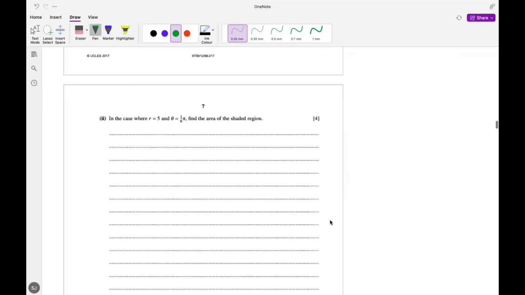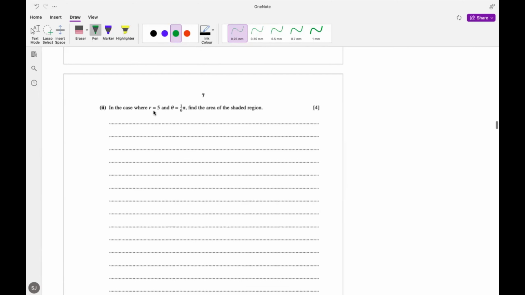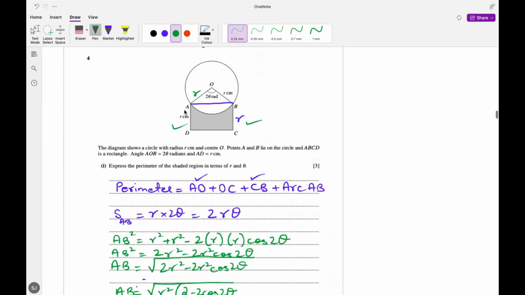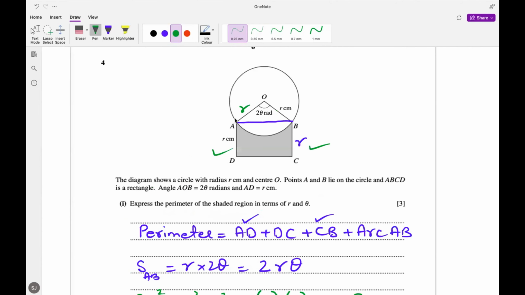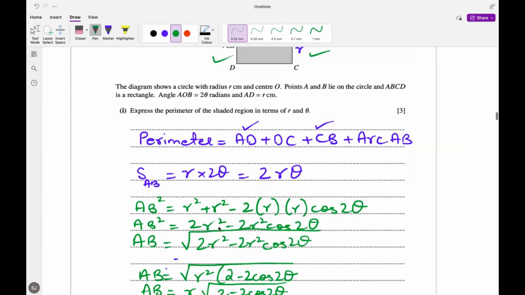In part 2, we have been given that r is equals to 5 and theta is 1 upon 6 pi. We have to find the area of the shaded region. To find the area of the shaded region, first we'll find the area of the rectangle ABCD, and then we'll find the area of this part and subtract the two areas. Now to find the area of this part, first we'll find the total area of the sector and subtract the area of the triangle AOB.